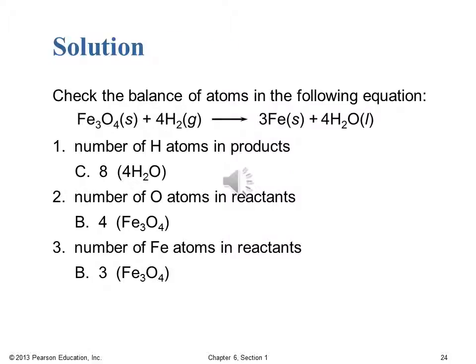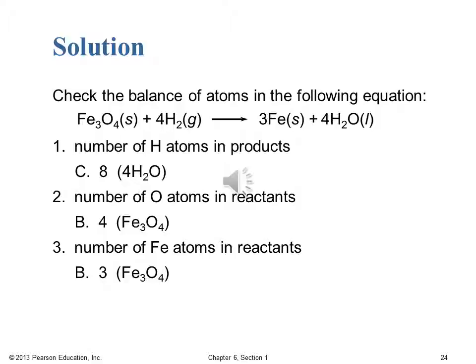Okay, so let's see how you did here. So the number of H atoms in products, well, we have 4 water molecules with 2 hydrogen atoms each, so that's a total of 8. Notice also, if we were to look at the reactants, we have 8 hydrogen atoms as well from the 4 H2 molecules.